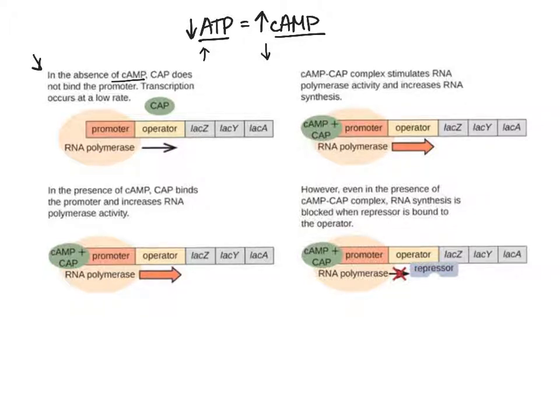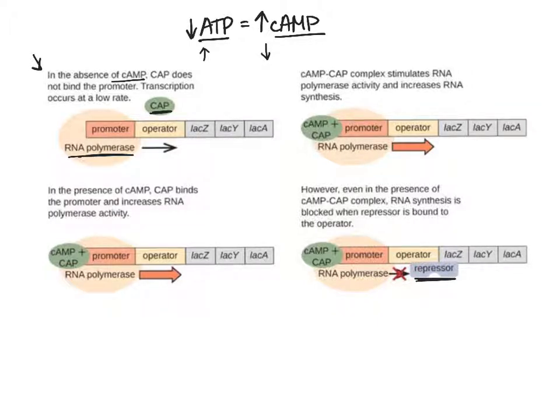So likely we're utilizing glucose. This cell is utilizing glucose. There's a high amount of ATP. There's plenty of glucose around. And since there's a low amount of cAMP, we do not have the complex of cAMP plus CAP. So CAP doesn't bind to the promoter. It doesn't bind until it is combined with cAMP. So then RNA polymerase is able to go down the operator, in theory.